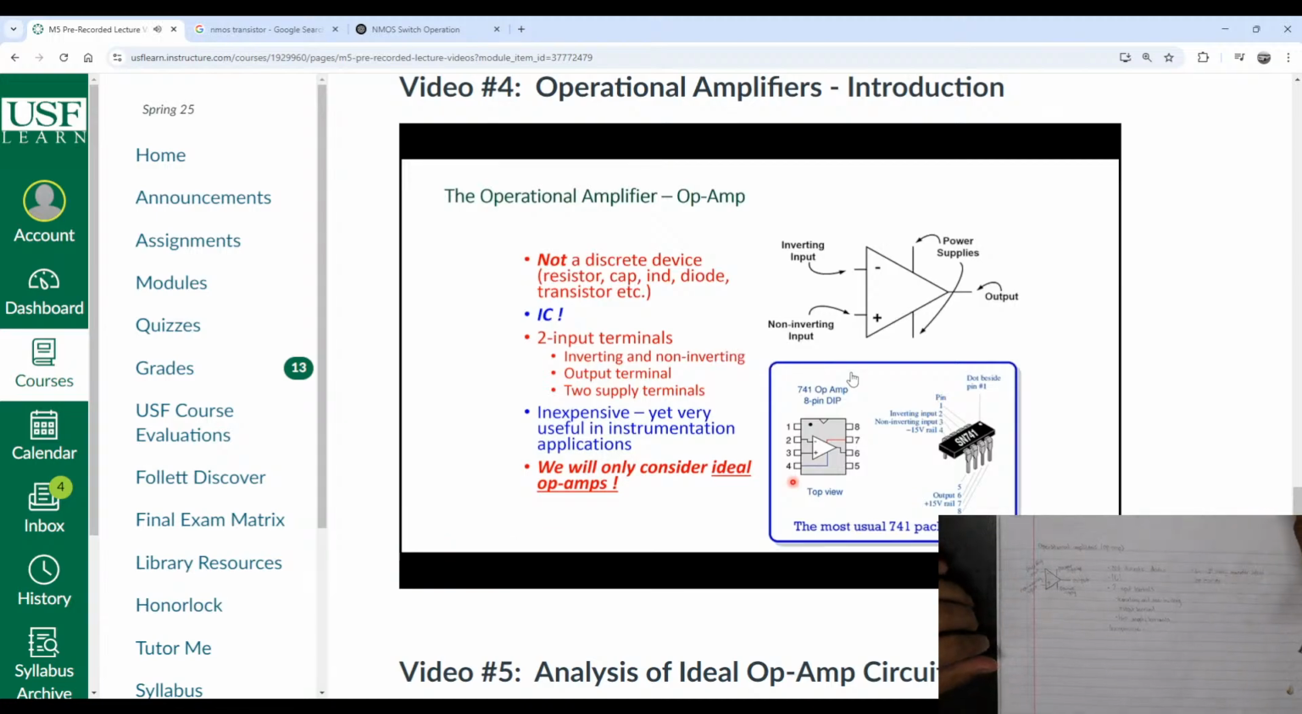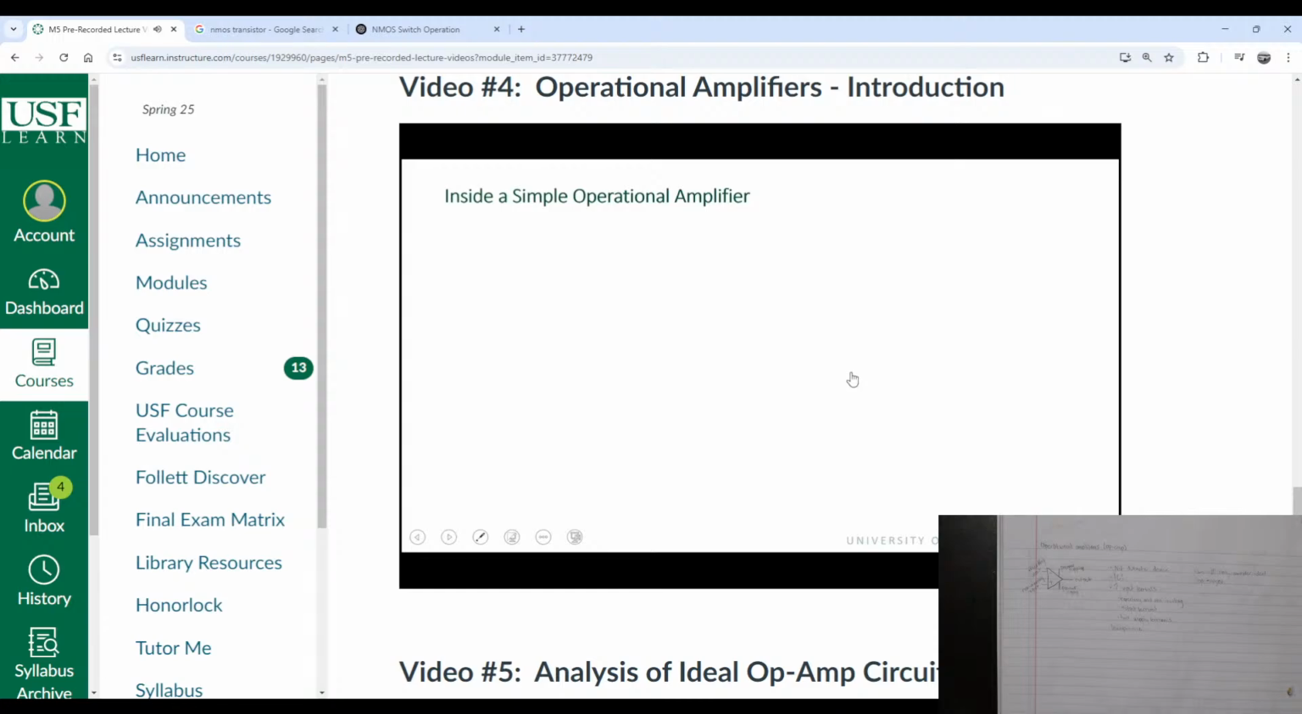For this course, we will only consider ideal op-amps. So those of you that have an interest in the topic, you can actually take an entire course in operational amplifiers. They are, as I said, extremely useful in instrumentation applications, and therefore there's been a lot of work done with op-amps.